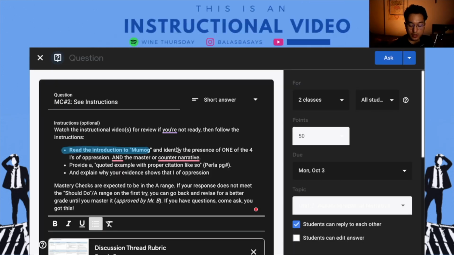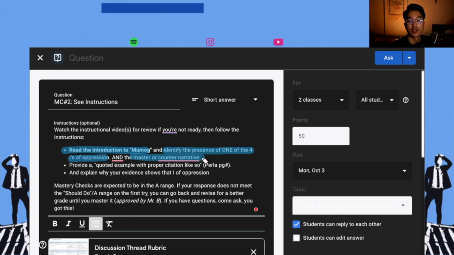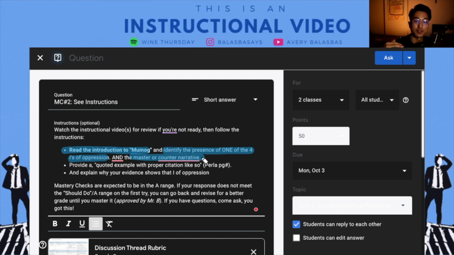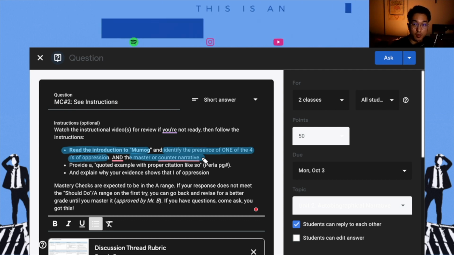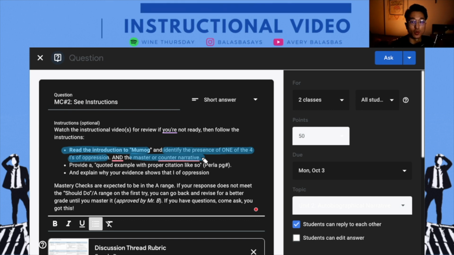As you're reading the introduction to Mumog, you're going to be tasked with identifying one of the 4 eyes of oppression and the master or counter narrative. So you're not going to be looking for an example for all 4. You totally could because they're all present. Same goes for the master and counter narrative. You could also look for sub-oppression as well. But you only need to find one for this mastery check and provide an example.